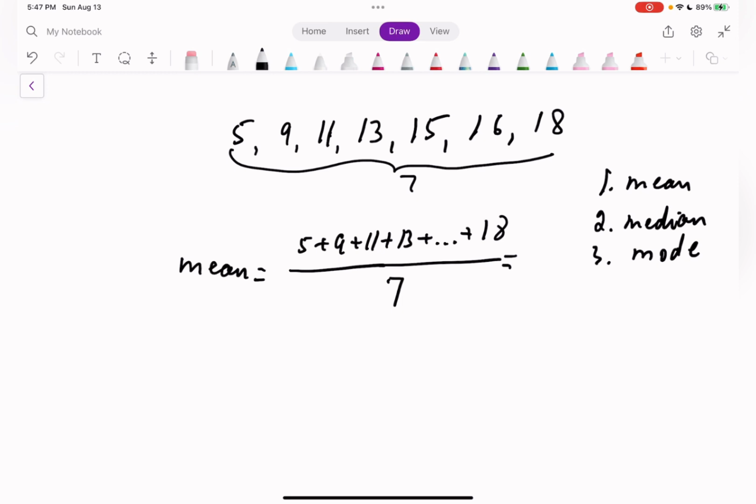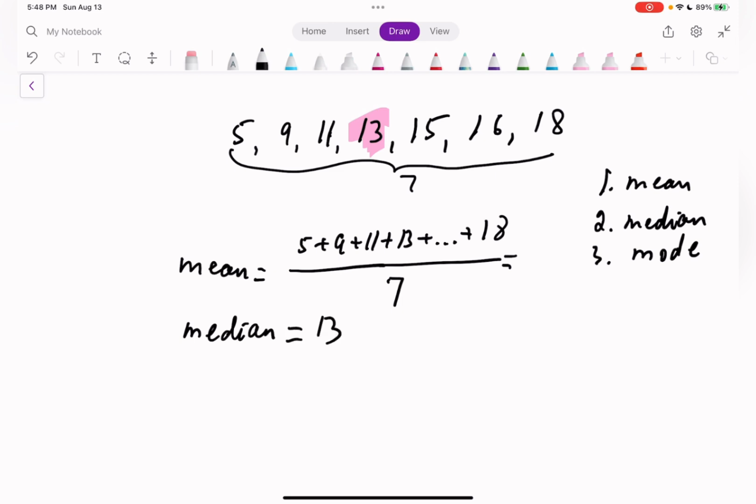Okay? Now, median. Median is taking the value of the central position. Now, we have 7 elements, so 1, 2, 3, the fourth element, 13, is going to be your median. You take the central position. Look, 3 from the left side, 3 from the right side. That's the median. So it's going to be 13.